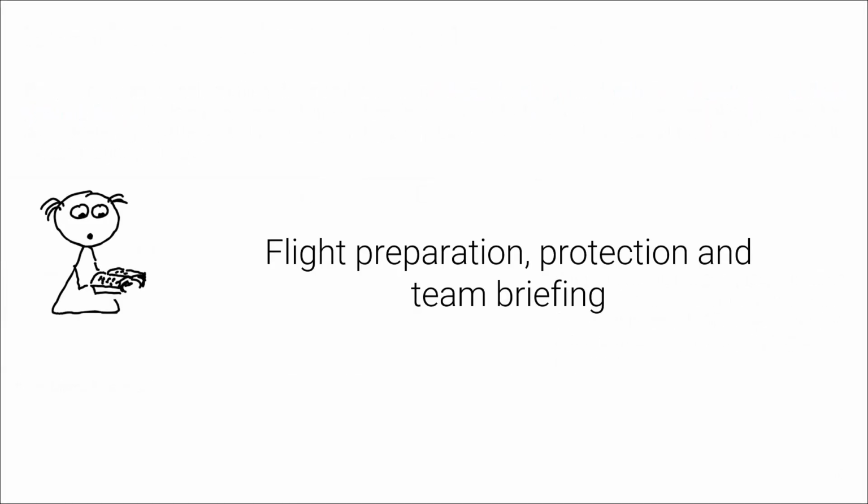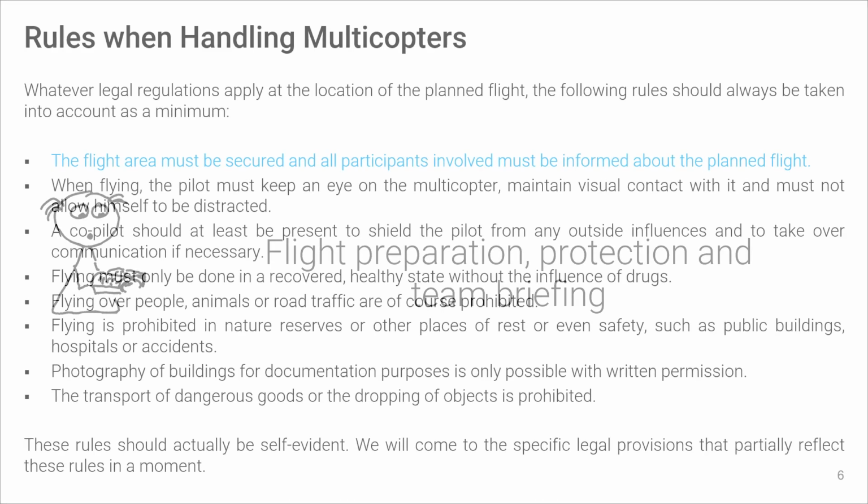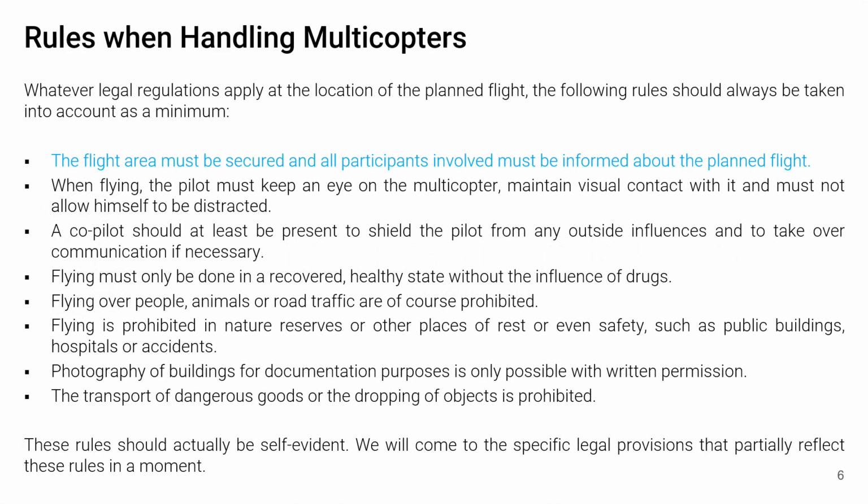Let's start first with flight preparation, protection, and team briefing. We had already familiarized ourselves with the rules for dealing with multicopters. The first point mentioned was this: the flight area must be secured, and all participants involved must be informed about the planned flight. Now let's discuss that in more detail.